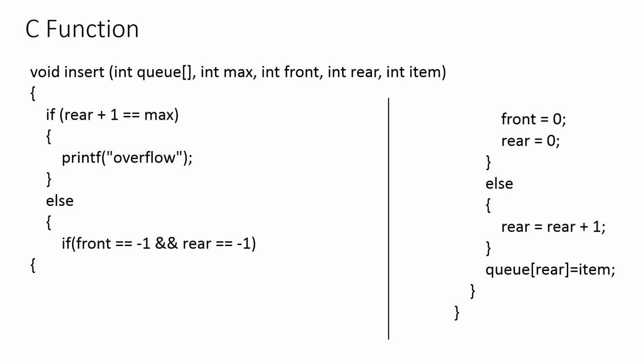This is a C function, void insert, with parameters q, max, front, rear and item, which you are going to insert. If rear plus 1 is equal to max, print overflow, no space there. Else, if front is equal to -1 and, that is logical and, rear is equal to -1, that is, front is equal to rear is equal to -1, set front as 0 and rear as 0. Else, rear will be incremented and the item is inserted as the last element of the queue. So this is the C function.